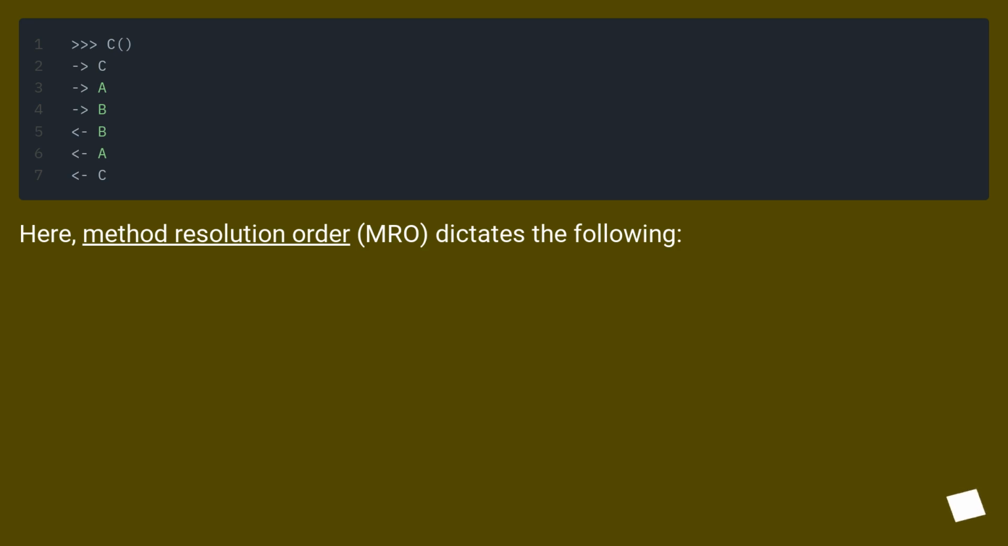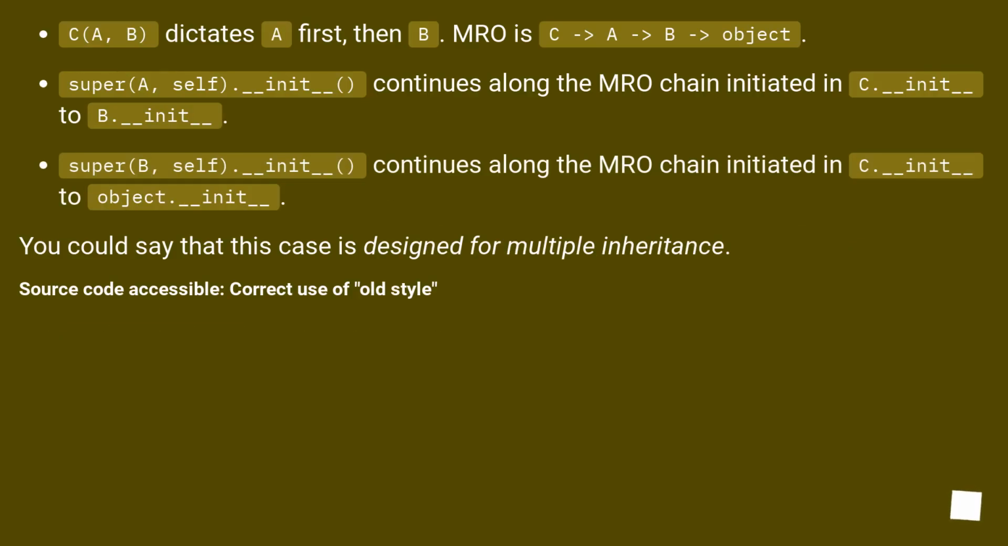Here, the method resolution order, MRO, dictates the following: C, A, B. A first, then B. The MRO is C, A, B, object. super(A, self).__init__ continues along the MRO chain initiated in C.__init__; B.__init__ calls super(B, self).__init__, which continues along the MRO chain initiated in C.__init__, to object.__init__. You could say that this case is designed for multiple inheritance.